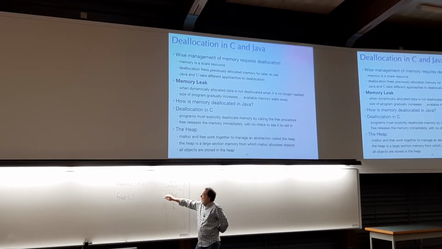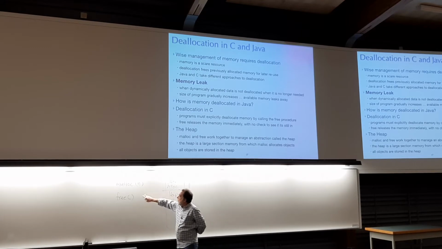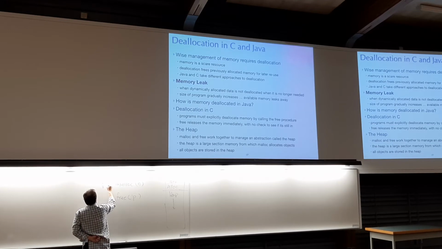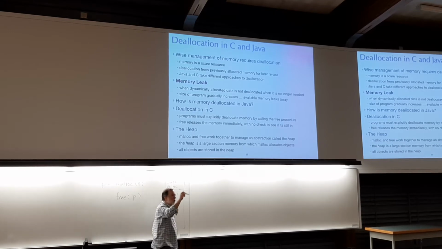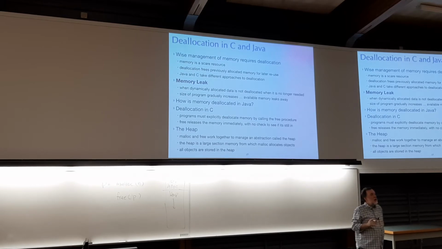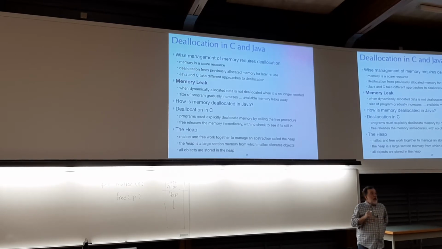When you say free, you provide a pointer. It just goes to that location and marks all of the n bytes that are allocated at that location as being free. The reason to do this is so that that memory could potentially be reused the next time you say malloc. Make sense?